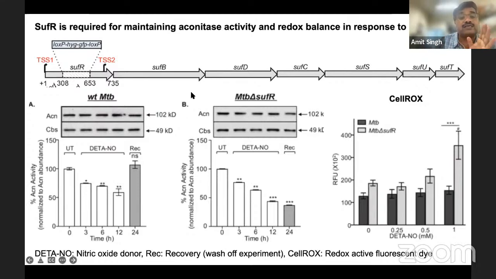So the first question we ask is how does nitric oxide affect iron sulfur cluster homeostasis in MTB, and what is the role of SufR? As a proxy for this assay, we have used aconitase. Aconitase is an iron sulfur cluster enzyme. It's a gatekeeper enzyme which regulates the TCA cycle. Aconitase has a 4-iron-4-sulfur cluster, which is sensitive to nitric oxide. That information was already available. So the experiment we have done here is that we have treated wild-type MTB with DETA-NO, which is a nitric oxide donor, and we monitored aconitase activity over time.